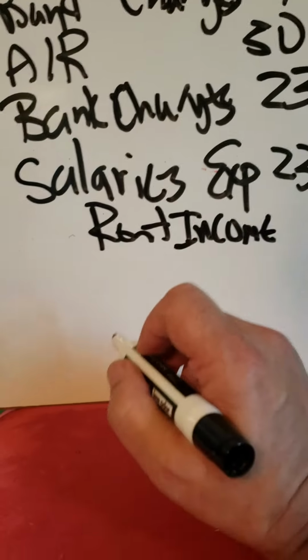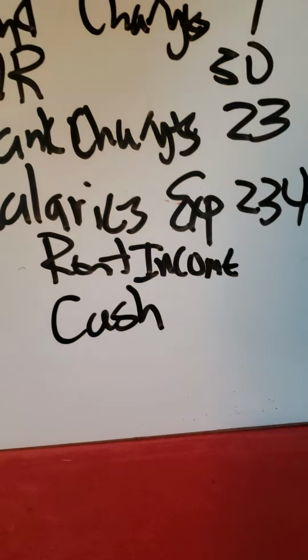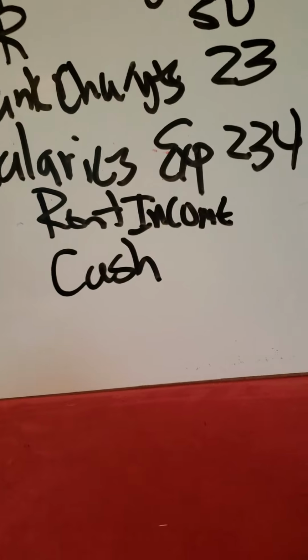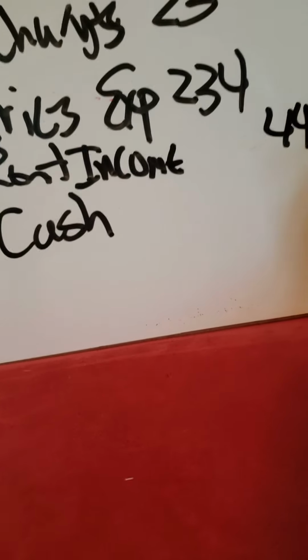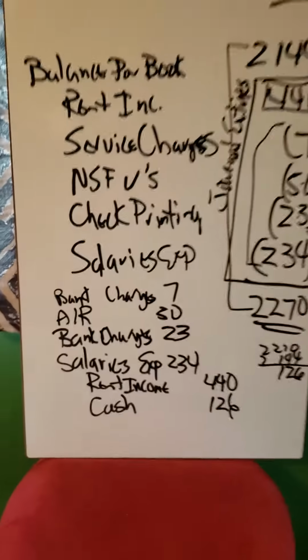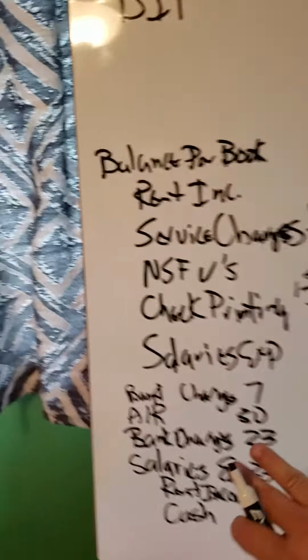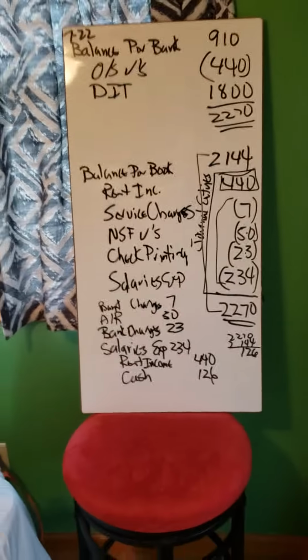And then cash is going to be for the difference between those two. I didn't total that up. 2270 minus 2144 would be 126. And that would then be the bank reconciliation and the journal entries accompanying that bank reconciliation.